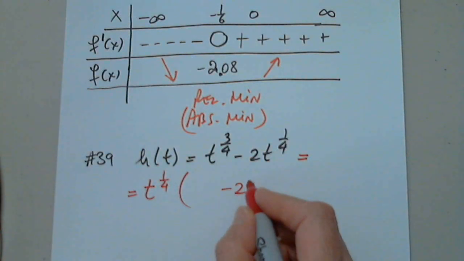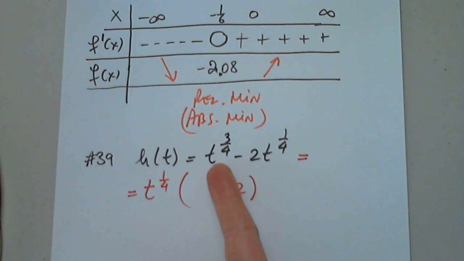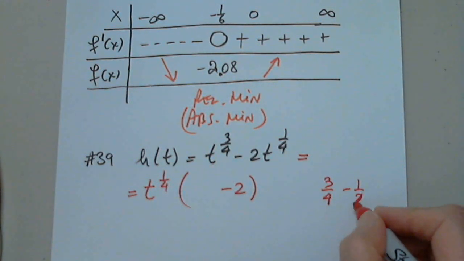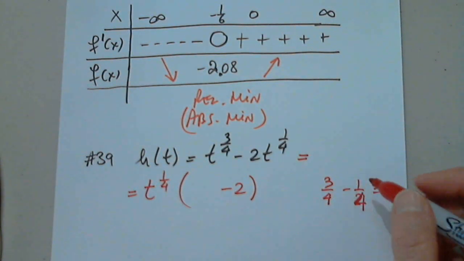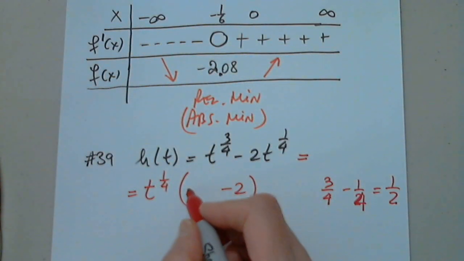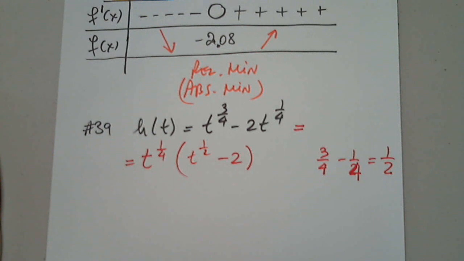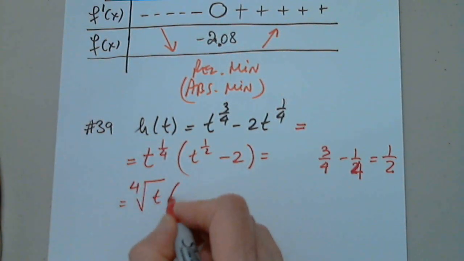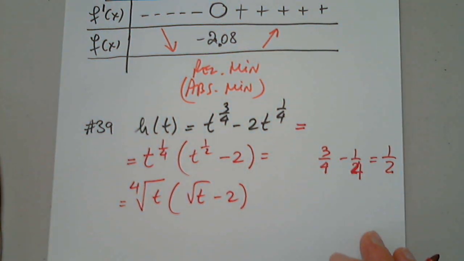Of course, I have a -2 because -2 times t to 1/4 will be this. But what do I get from here? So from 3/4, I have to subtract 1/4. I was already calculating. So this is 2/4, which is 1/2. So this is basically t to 1/2 or the square root of t, right? So this now becomes the 4th root of t, times the square root of t minus 2. Not friendly.